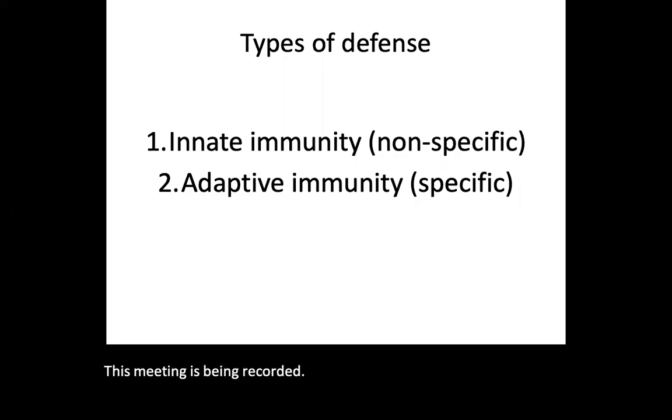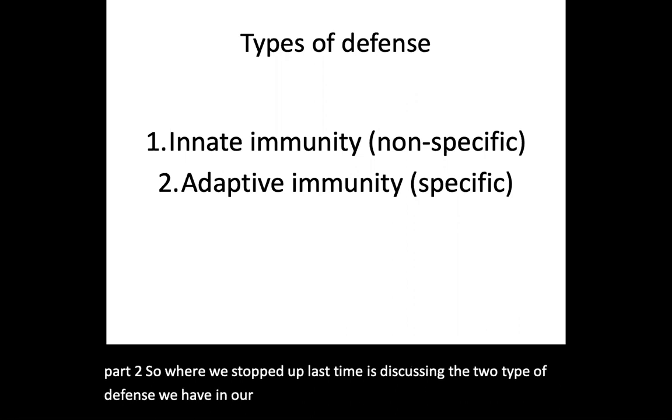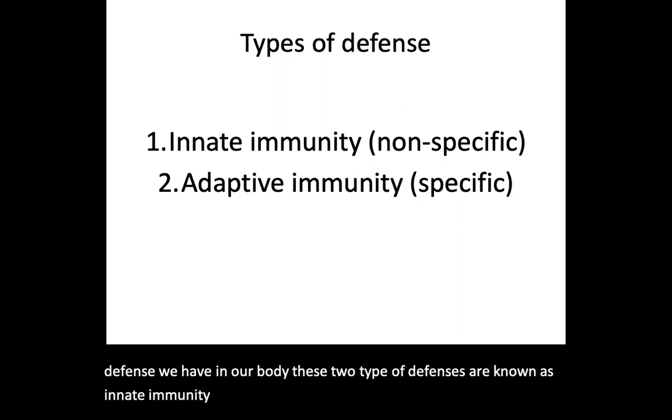Hi, everybody. We are going to continue with our lymphatic system lecture part 2. So where we stopped last time is discussing the two types of defense we have in our body. These two types of defenses are known as innate immunity, also known as non-specific, and adaptive immunity, which is also known as the specific immunity.